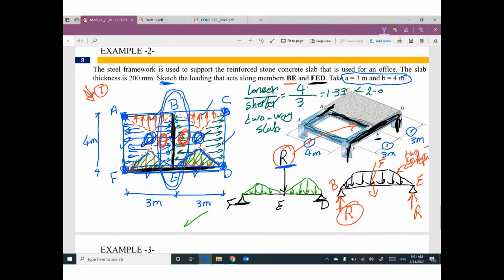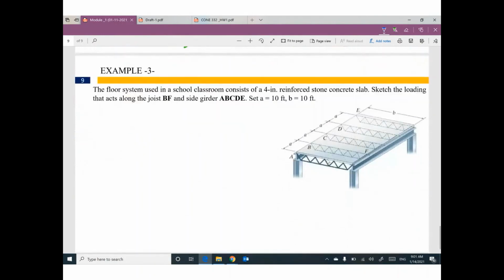This problem is very simple, and you will find one like this in your coming exam. I will give you an isometric like this and the dimensions, and I will ask you to sketch. It's very easy, very simple. One more example.